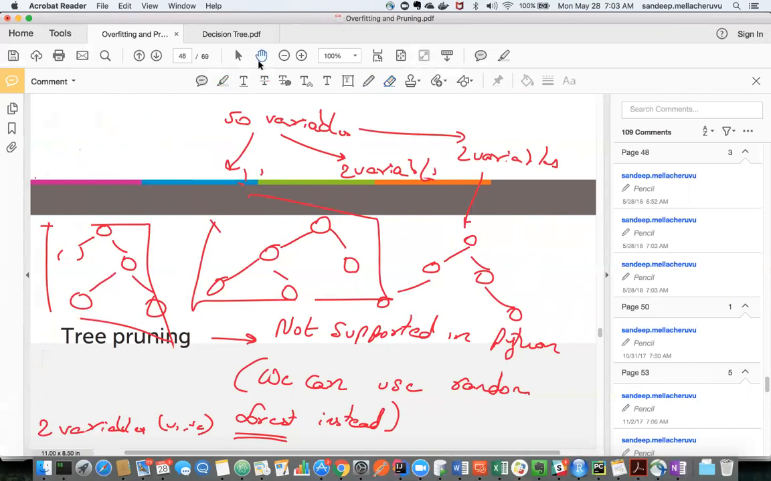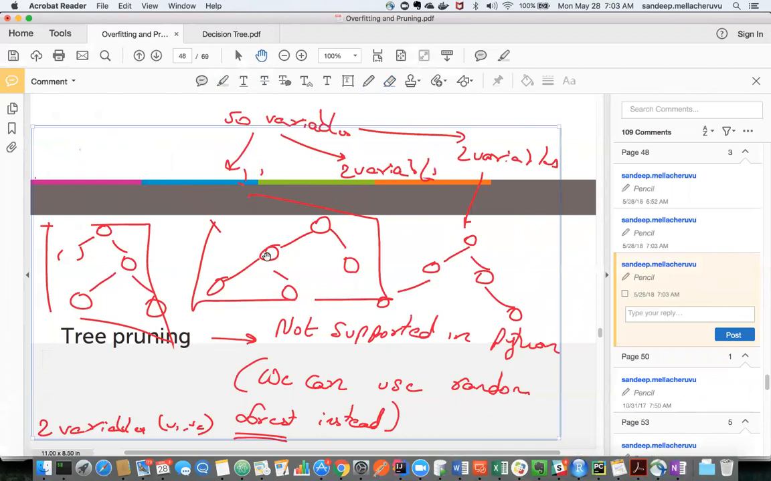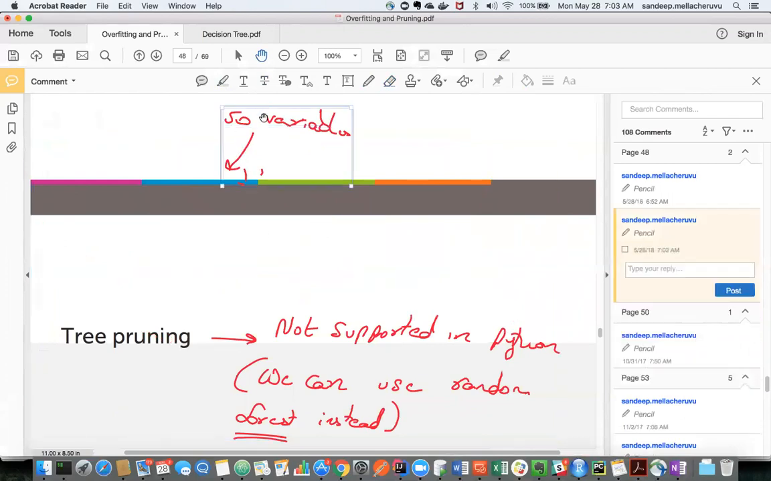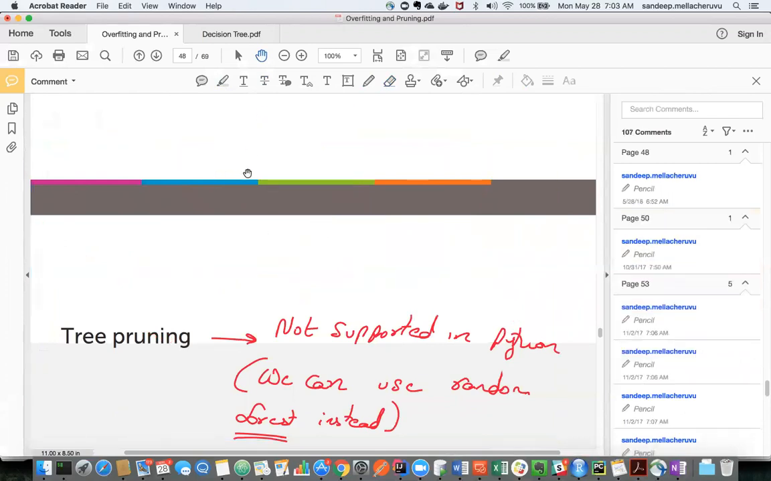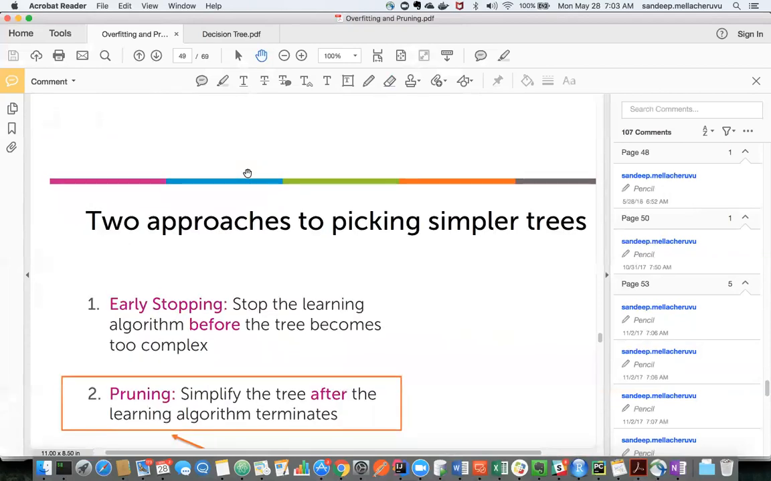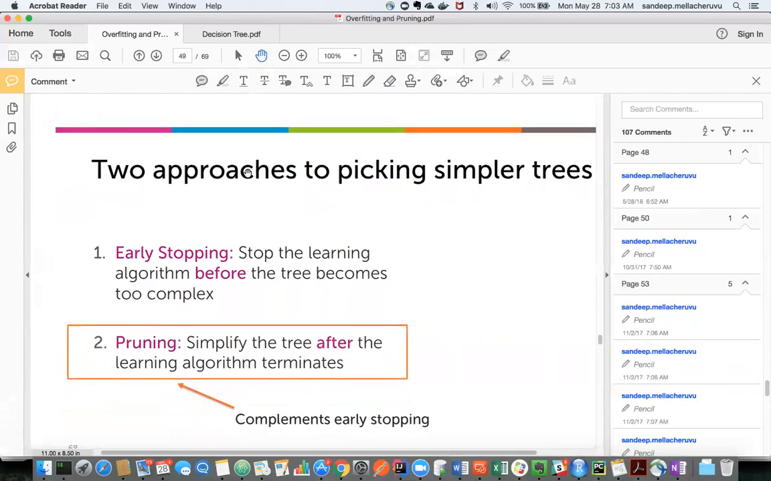Is that clear? Yeah, Sandeep, it's okay. Are you clear how random forests work in the first place? We're going to go into random forest as well. Whatever I told is only the introduction of how random forest works, but we're going to address this in more detail. So that is about tree pruning and random forests.